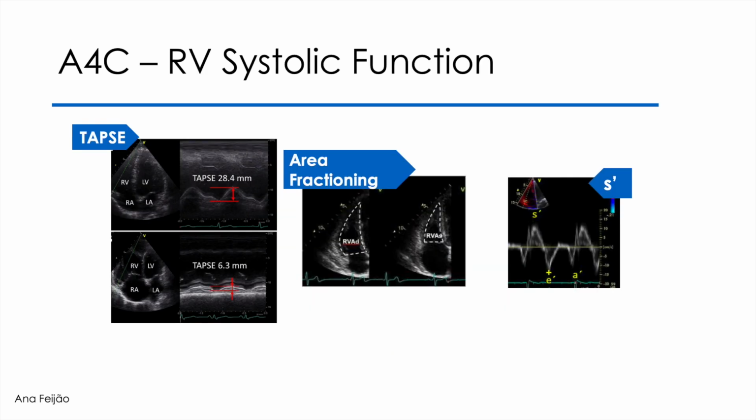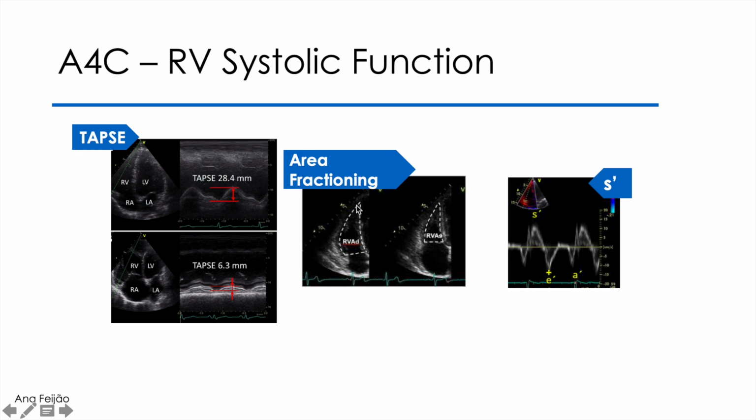To quantify the right ventricle systolic function, I calculate the tricuspid annular plane systolic excursion, also called TAPSE. I measure the tricuspid annular systolic velocity by tissue Doppler, and I calculate the shortening fraction based on the right ventricle area.